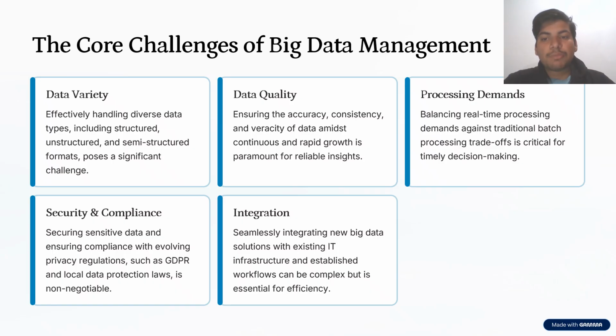Now we move to the third challenge, processing demand: balancing real-time processing demands against the traditional batch processing trade-off is critical to decision making. Now, the fourth challenge is security and compliance. Securing sensitive data and ensuring compliance with evolving privacy regulations such as GDPR and local data protection laws is non-negotiable. Now, the fifth challenge, but not least, is integration. Seamless integration of new big data solutions with existing IT infrastructure and established workflows can be complex, but it is essential. Efficiently, we can understand the challenges of big data management.